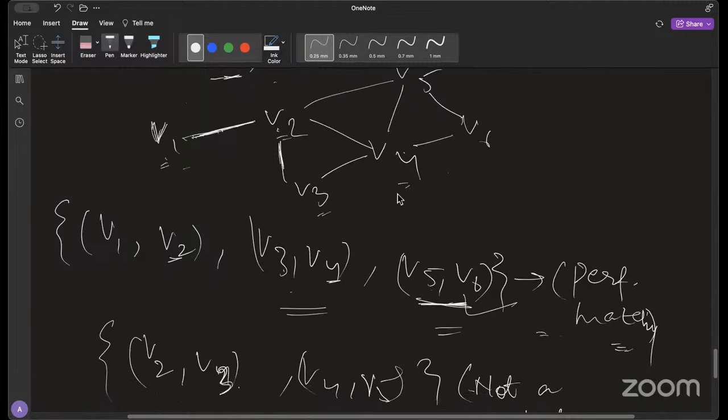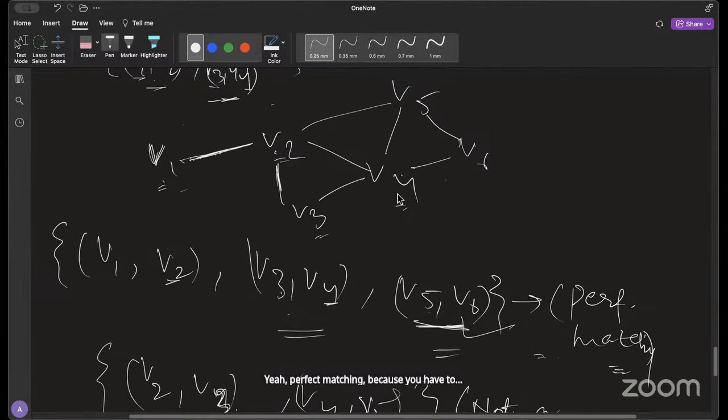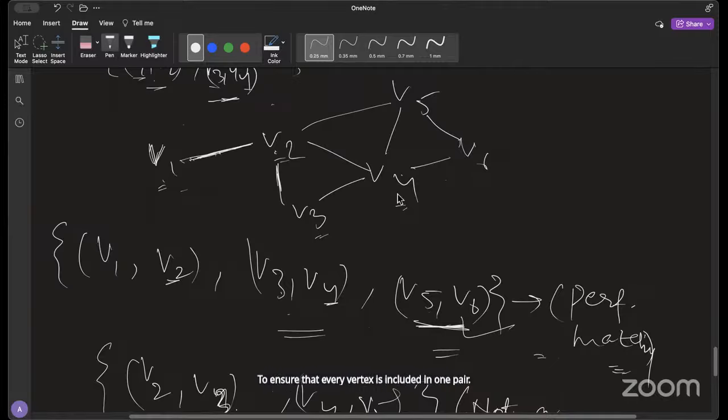So, ma'am, you are saying perfect matching only happens when we have an even number of vertices? Yeah, because what you're literally doing is clubbing the vertices into pairs. So if you want to make pairs, you obviously need an even number of vertices to ensure that every vertex is included in one pair and only one pair. Okay, can we move on to the next topic? Yes, ma'am.